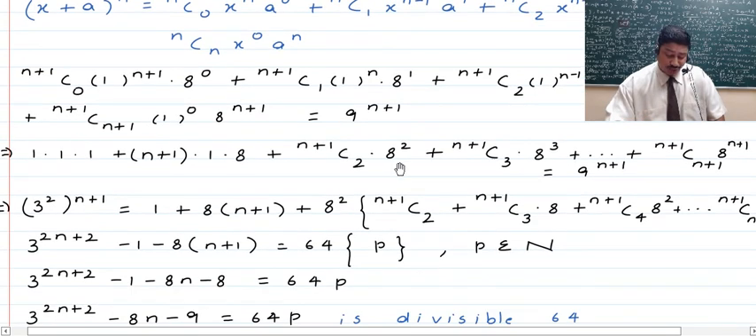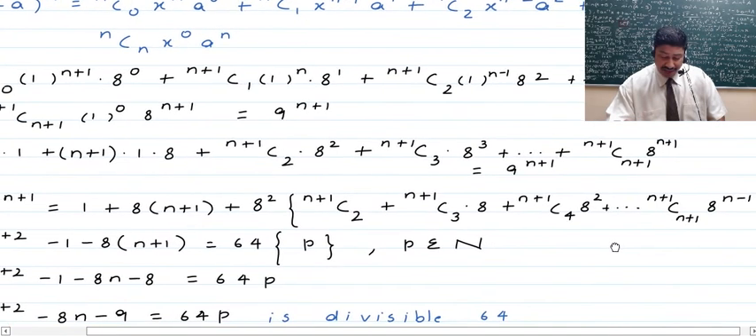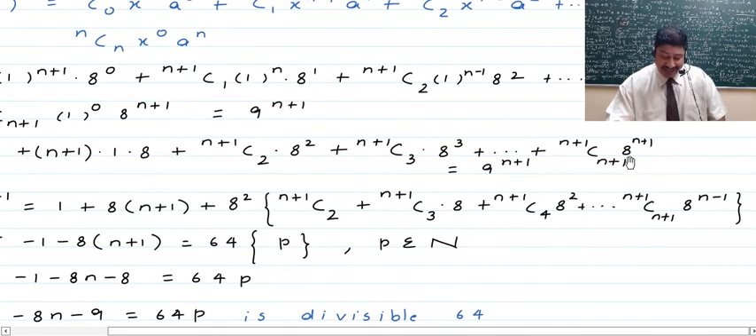And the next term onwards all has 64, that is 8 square. So we take this 8 square common from all of these, and thus the first term has none more, the second term has 1 more, and the third term has 2 more, and so on. If we talk about the last term, as it had 8 raised to the power n plus 1, 2 taken out, so now we have 8 raised to the power n minus 1 left.